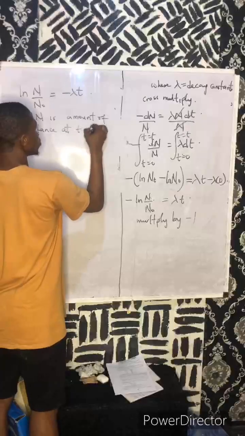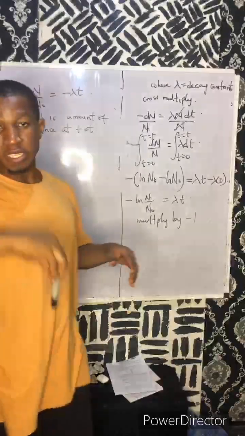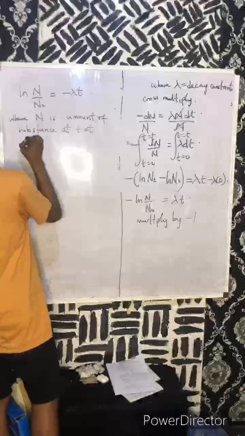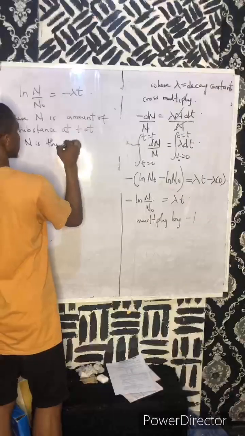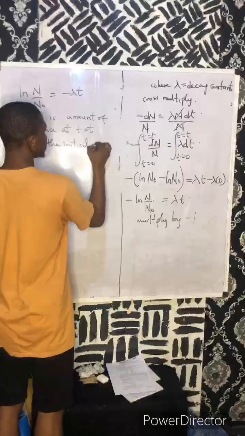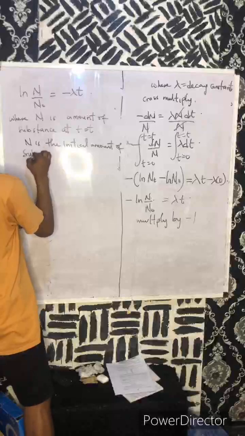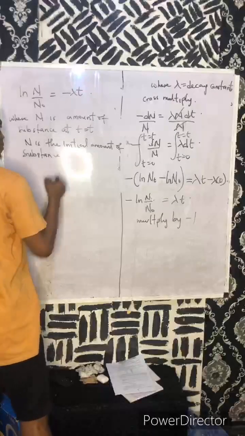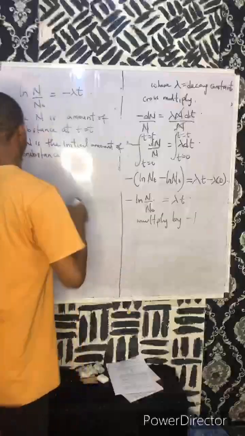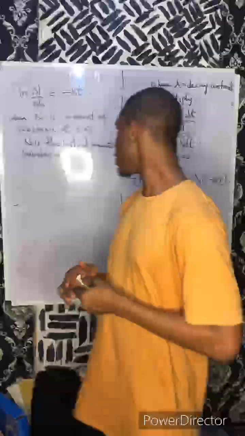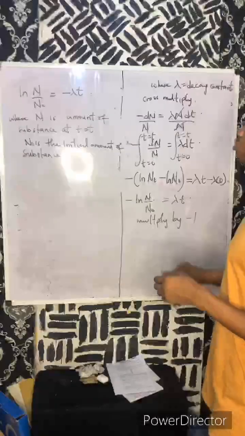Where n is the amount of substance at t equals t, that is, at any point in time. That's the amount of substance at t equals t. And n naught is the initial amount of substance. Are we there? So yes, let's go.